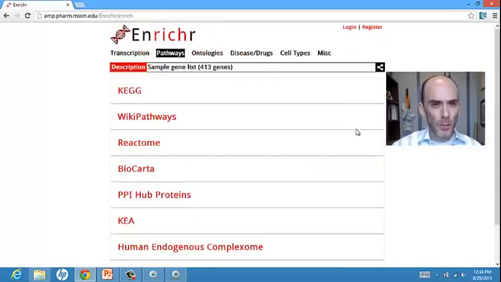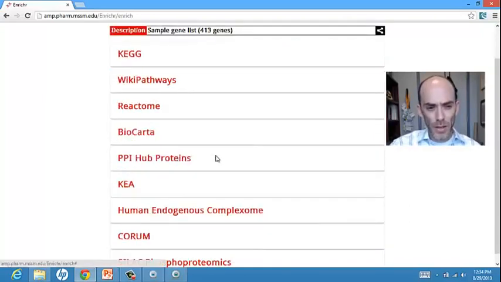Besides the transcription factor category, we also have a pathways category. We just went over the KEGG pathway database. There is also a very large pathway database called WikiPathways. And then Reactome and BioCarta are also major, well-known pathway databases that you may be interested in exploring.